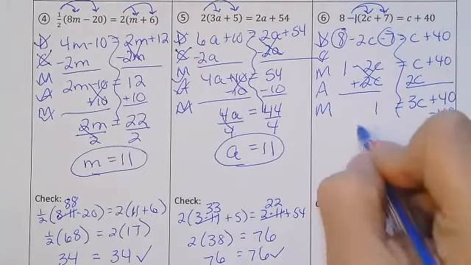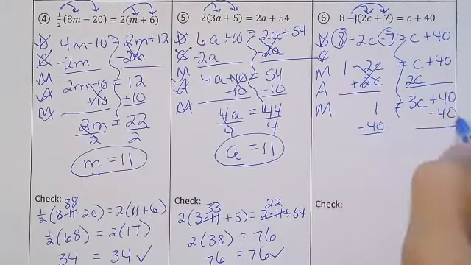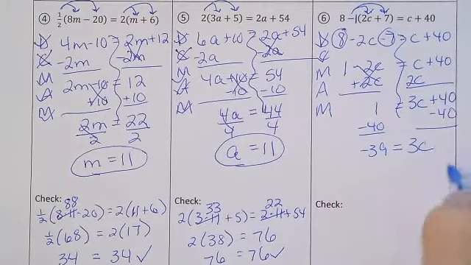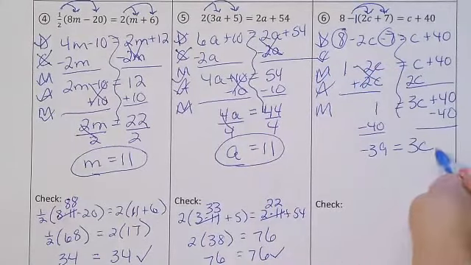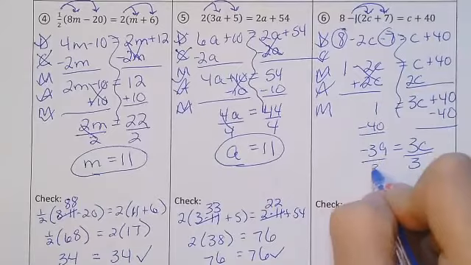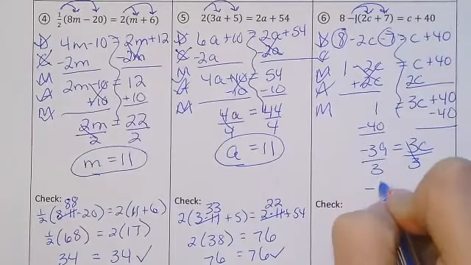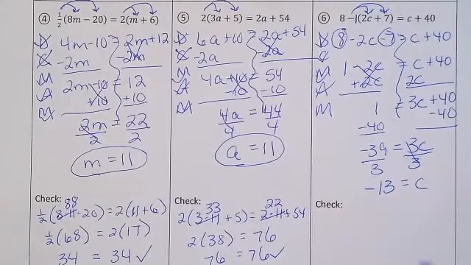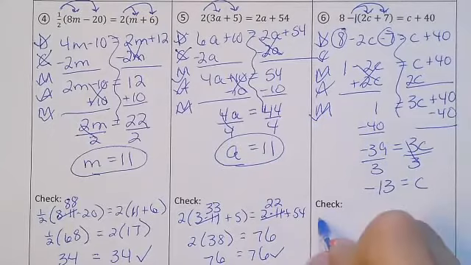Move my constant to the other. And last step, divide both sides by 3. Okay, last step is to check. Substitute.